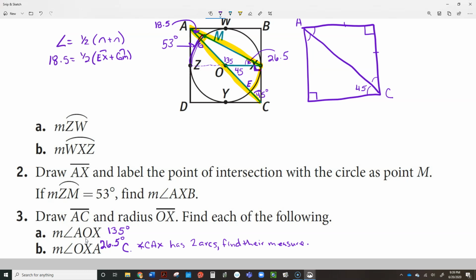Now that's not quite enough yet, because I've got two unknowns, but I don't actually have two unknowns, because go back to this angle right here. This is a central angle. It's a 45-degree central angle. So the arc EX right here belongs to that central angle. So if that central angle is 45 degrees, then that arc right there is also 45 degrees. So here I have 18.5 is equal to 1/2 of EX, which is 45, plus arc GM, which is my only unknown. So I'm going to multiply both sides by 2, and 18.5 times 2 is 37. So 37 is equal to 45 plus the measure of arc GM.